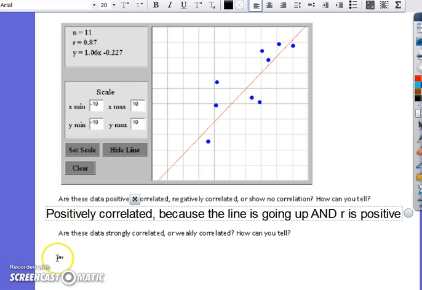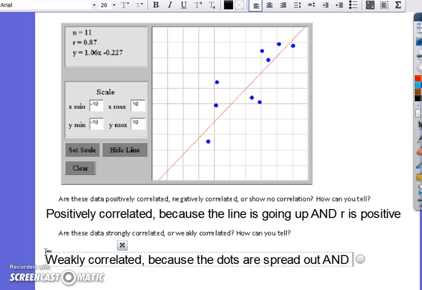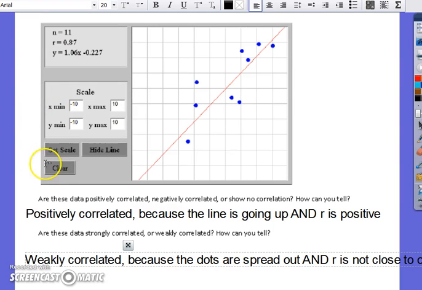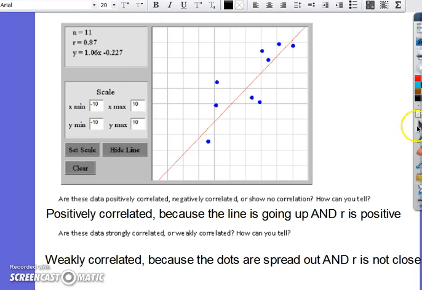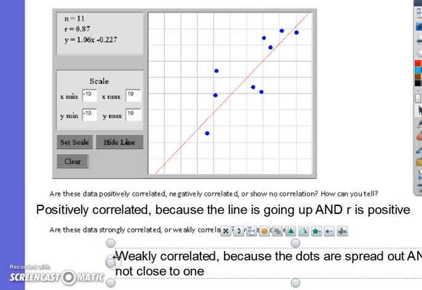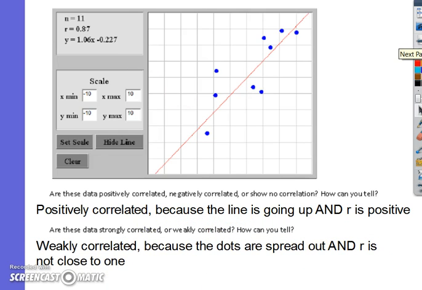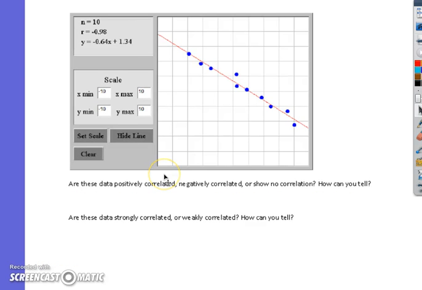And then it says, are these data strongly correlated or weakly correlated? I would call these weakly correlated, because the dots are spread out and R is not close to, what number does it need to be? It needs to be close to 1. Okay, so the smaller the R value is, the worse the correlation. And it can only go up to 1. 1 means perfect correlation.